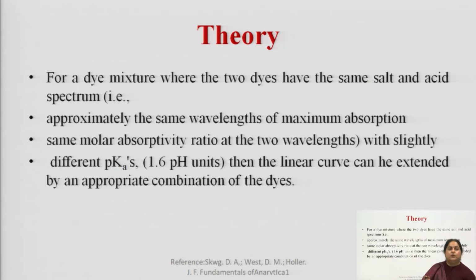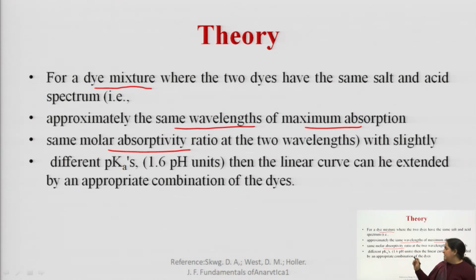For a dye mixture where the two dyes have approximately the same salt and acid spectrum, you can select the dyes which have approximately the same wavelengths of maximum absorption, because this is the particular characteristic which is used for the determination. They should have the same wavelength, only then will they be able to absorb in that particular range, and the same molar absorptivity. This is the second requirement: they should have the same molar absorptivity ratio at the two wavelengths.